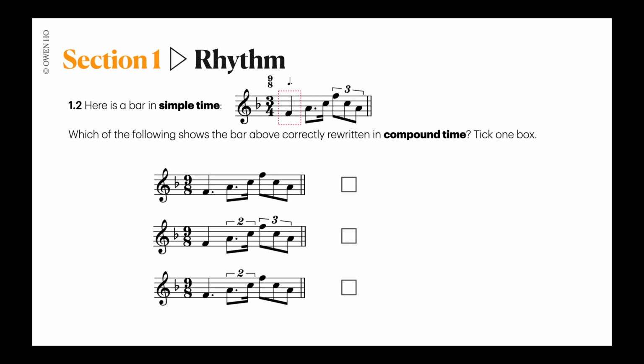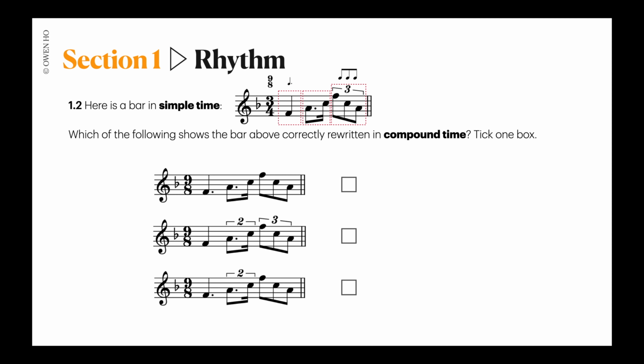If you remember, the triplet is the idea of fitting 3 into 2. Now, if we want to unfit the 3 out of the 2, then what we have to do is simply take away the triplet sign and let the 3 notes be 3 notes. That means when we rewrite the rhythm here from 3/4 to 9/8, all we have to do is simply take away the triplet sign.